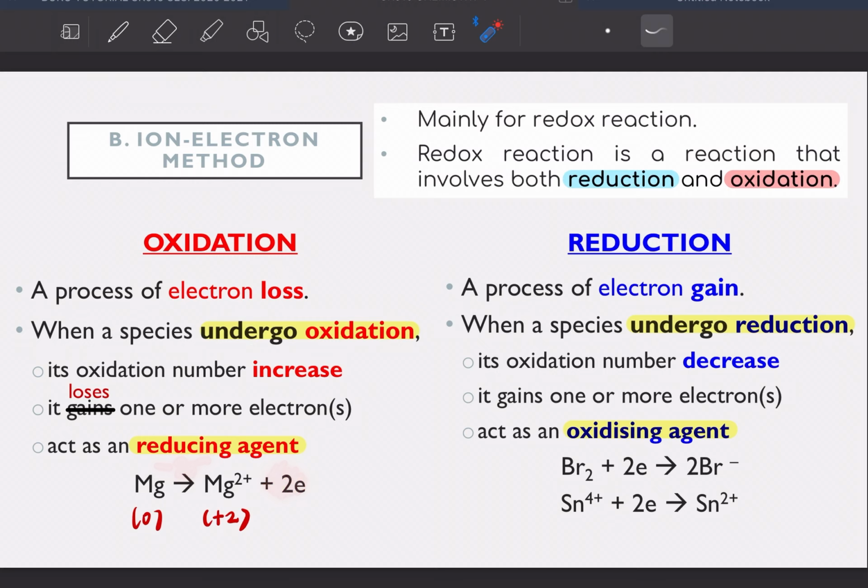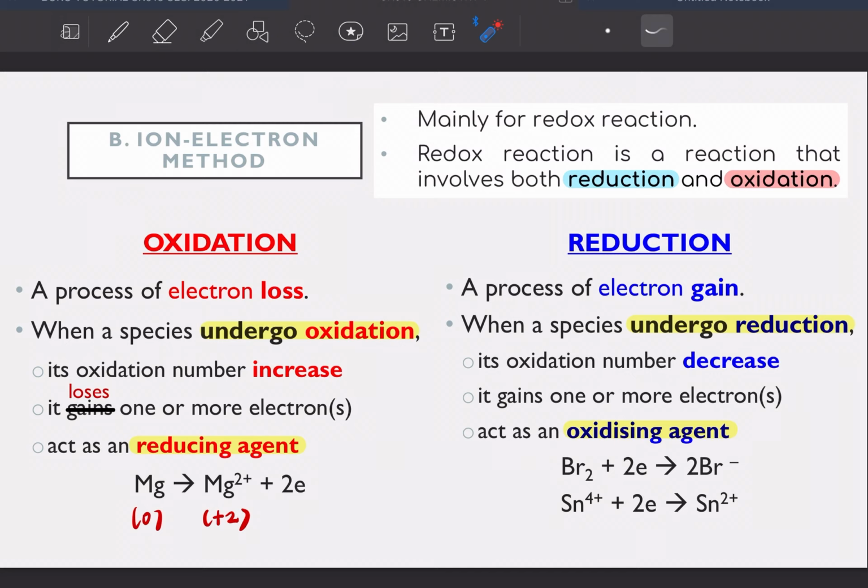Okay, so sekarang Mg2+ ni, the oxidation state is plus 2. So you can see lah, the oxidation state, oxidation number has increased. Another thing is that anything, okay, in this case your magnesium, that undergoes oxidation, it will act as a reducing agent. Why did I put an? A reducing agent, okay? What does it mean by a reducing agent?